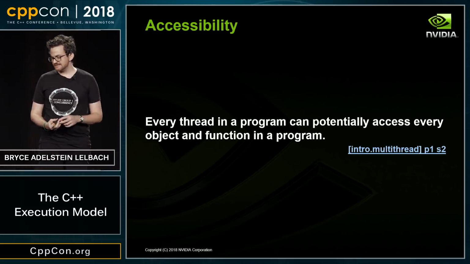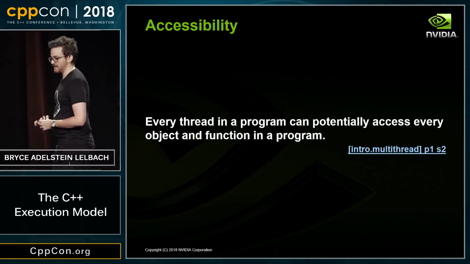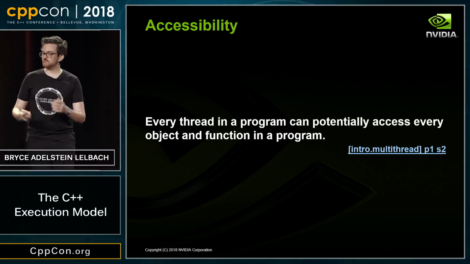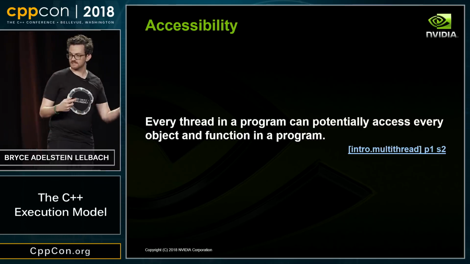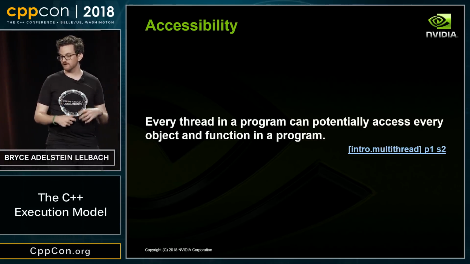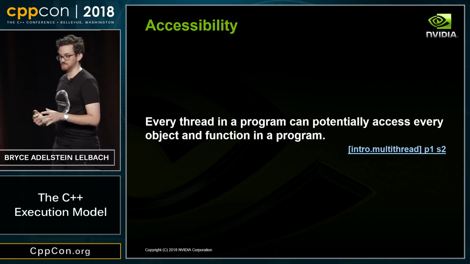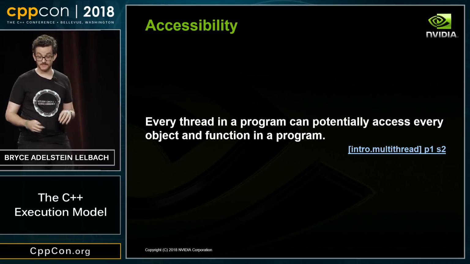Also, in C++, every thread in a program can potentially access every object and function in a program. Sure, we have things like thread local variables, but if you could take the address of a thread local variable, or of a variable on a stack on a particular thread, and pass it to another thread, it can access that object. Any thread can access any object or call any function in a C++ program today.